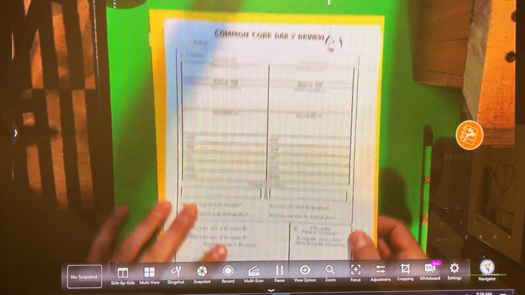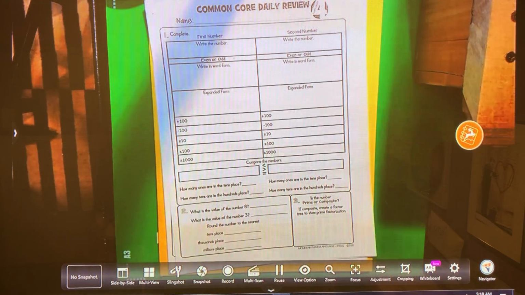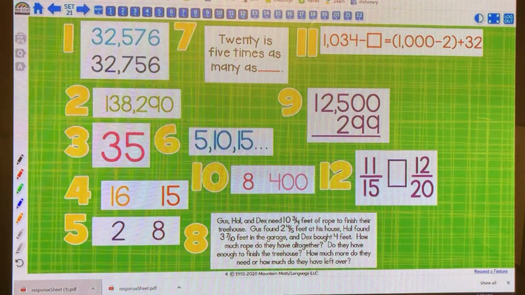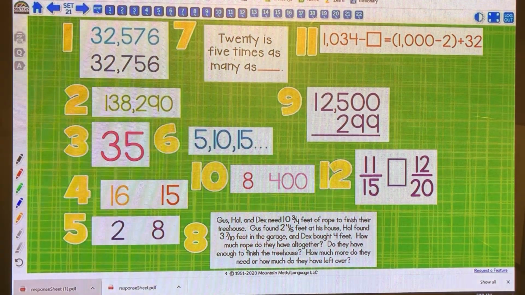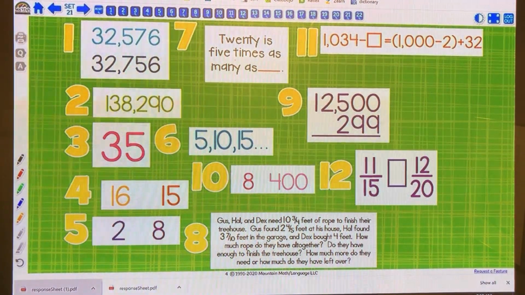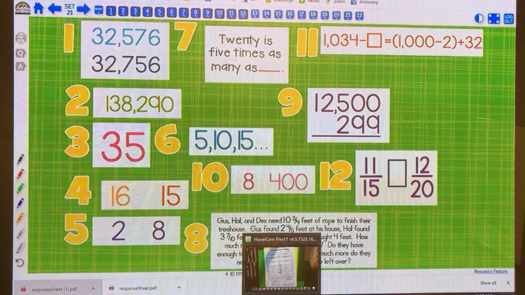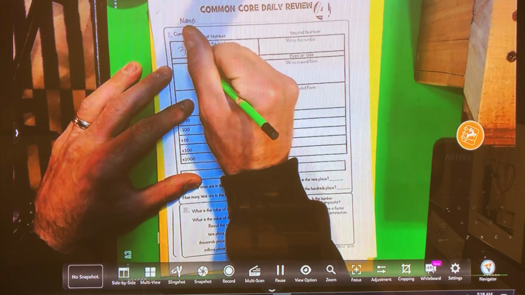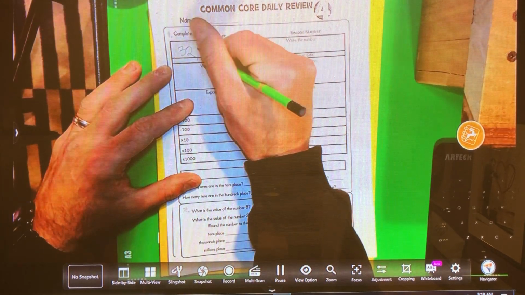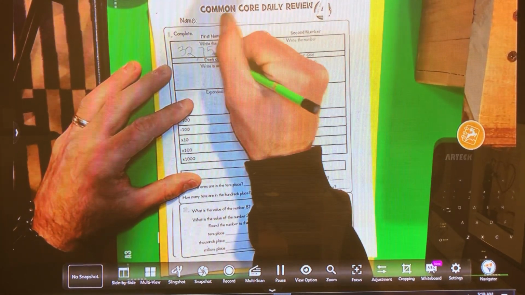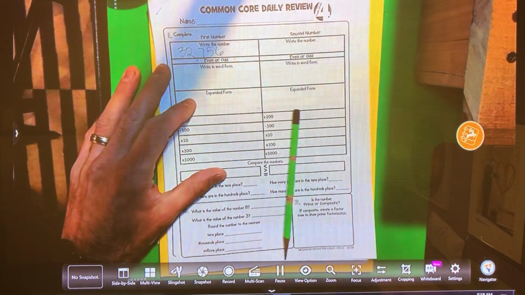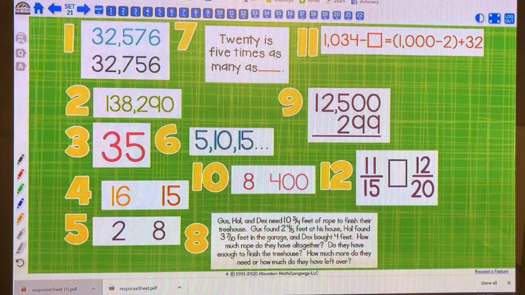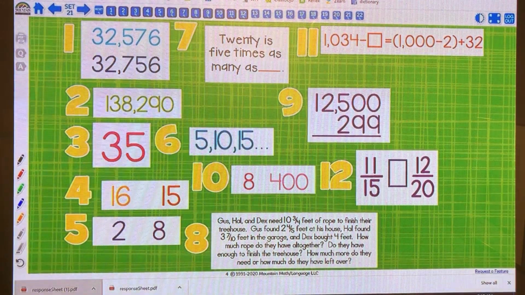Number 1, our numbers are 32,576 and 32,756. So we can go ahead and start writing those numbers down. 32,756 and 32,576.